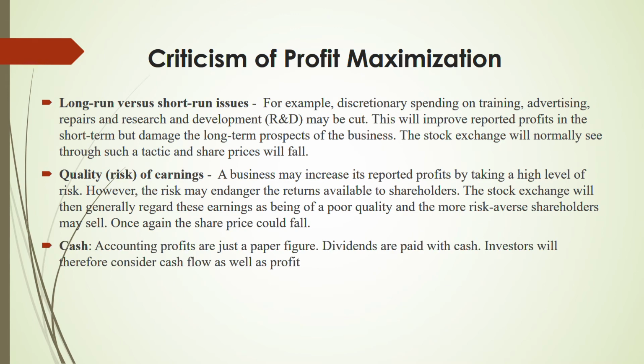Third, cash. Why? See, accounting profits are just a paper figure. But what's most important is cash, not profit, because you can manipulate profit. It's just on paper you are showing the profit. But what matters is how much cash you are having at the end of the day. Because dividends, when you have to pay, you are paying from the cash, not from the profit.